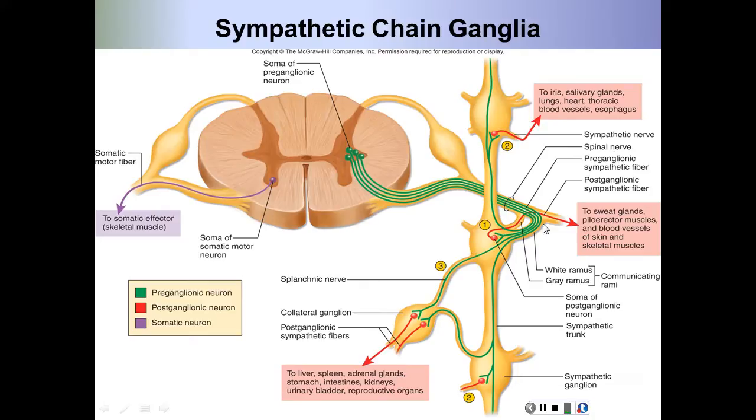And this section here is called the white ramus. And over here is our gray ramus. And these two combined are the communicating rami.